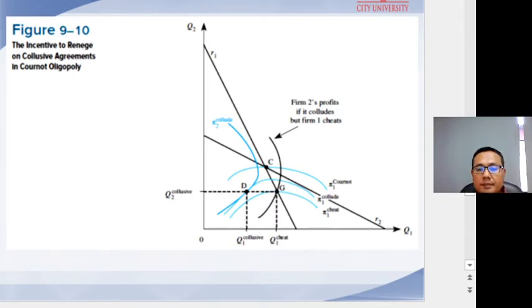So because firms know this incentive exists, it is often difficult for them to reach a collusive agreement in the first place. This problem is amplified by the fact that firm 2, in figure 9.10, earns less at point G, where firm 1 cheats, than it would have earned at point C, the Cournot equilibrium.